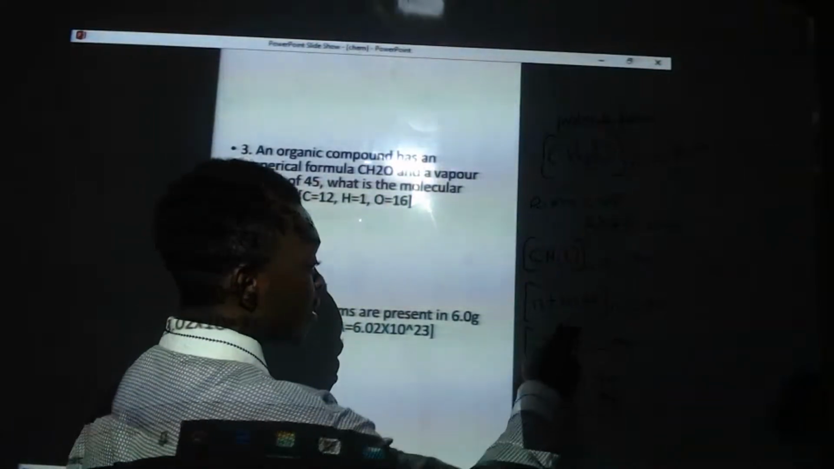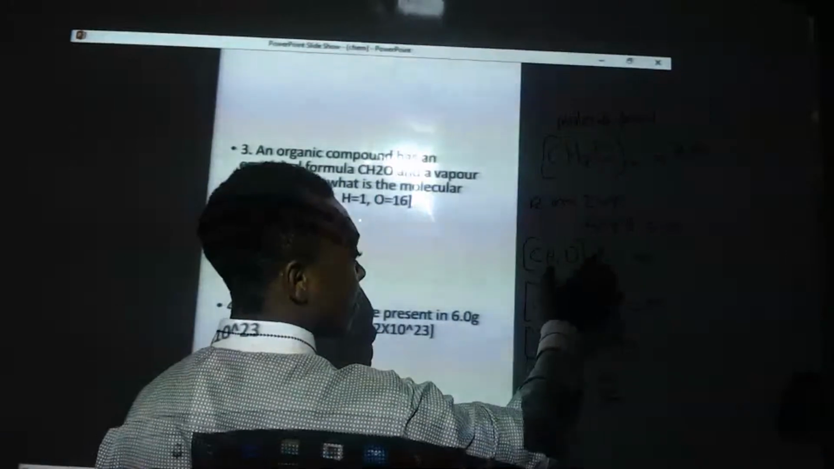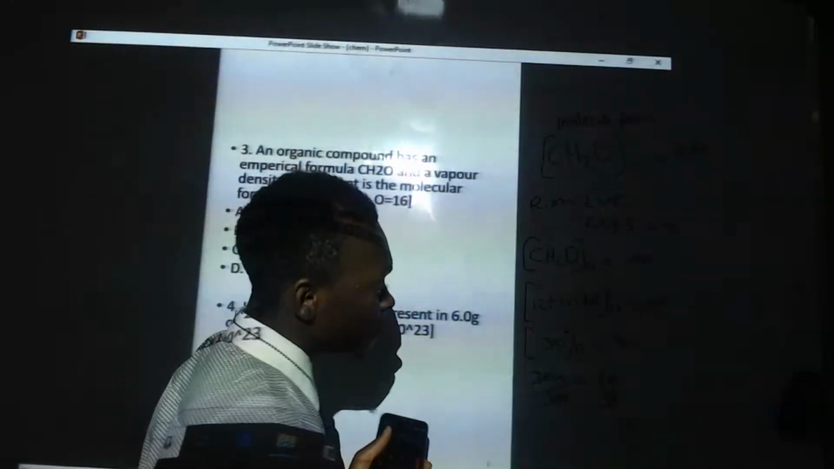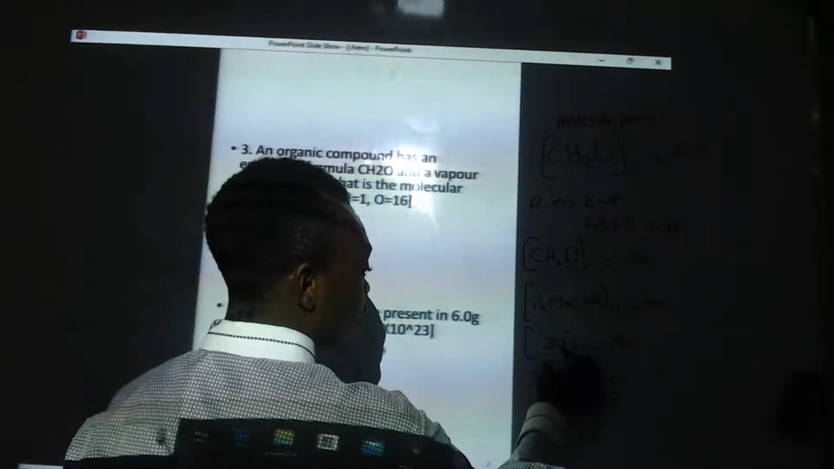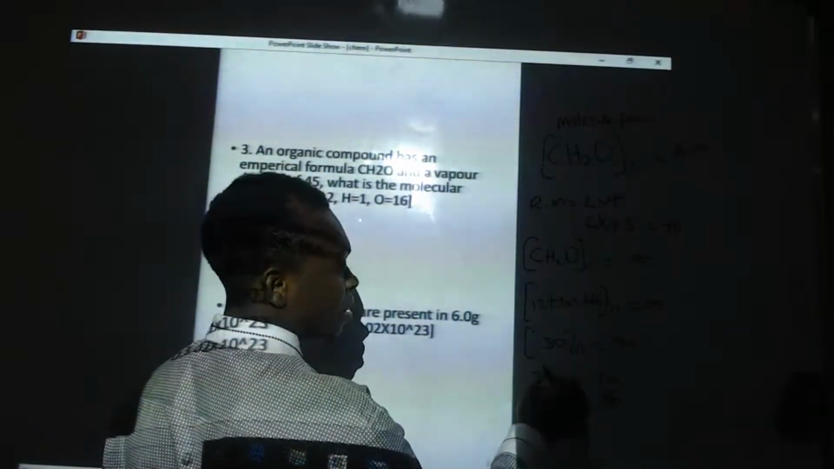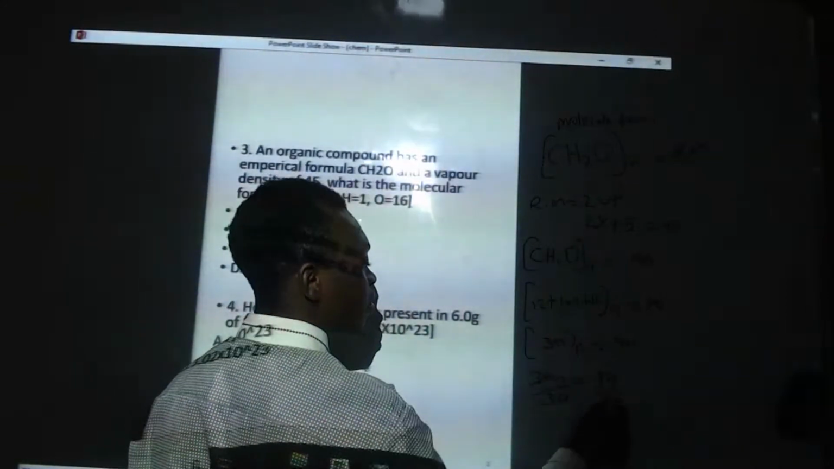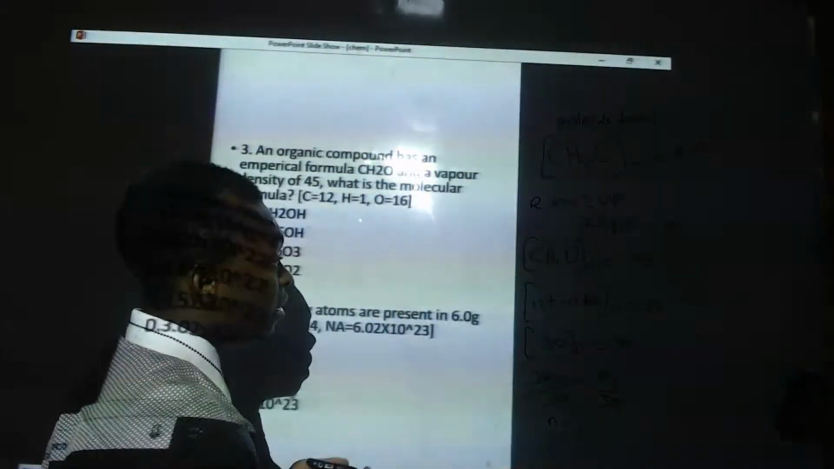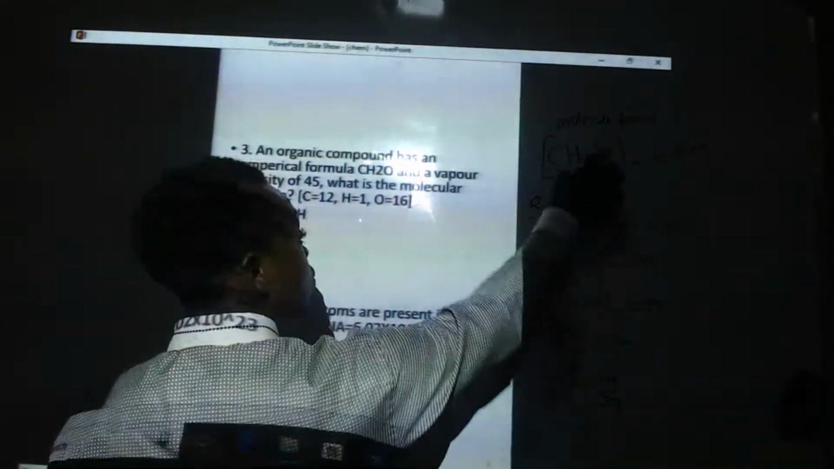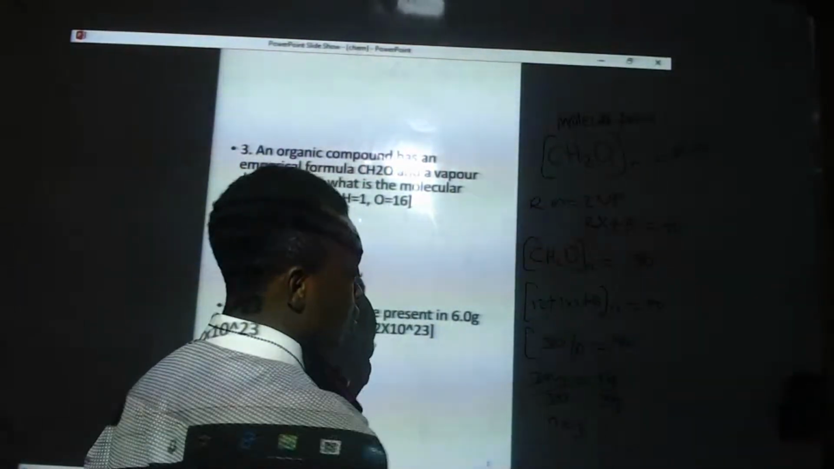You find the relative mass by multiplying the vapor density by 2. Once you have done that, you equate it: the empirical formula multiplied by n equals your relative mass. Once you have done that, you add them up, you multiply by your n, and then you find your n by dividing both sides by the coefficient of n. So in dividing this, you get that your n is equal to 3. Now remember that once you have gotten your n, you multiply it here because you're multiplying the n by everything here.